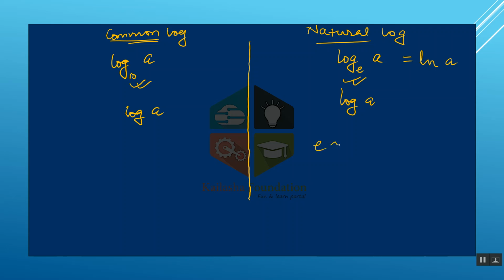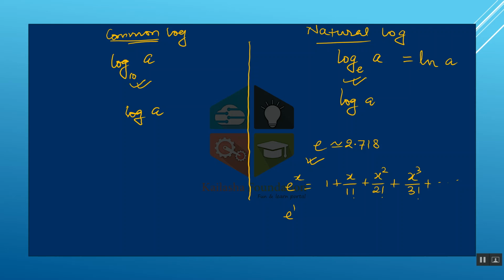e is an irrational number that is approximately equal to 2.718, because we can never write the exact value of an irrational number practically. e is an irrational number whose approximate value is 2.718 and it is the base of natural log. And e raised to the power x is equal to 1 plus x by 1 factorial plus x square upon 2 factorial plus x cube upon 3 factorial plus so on.